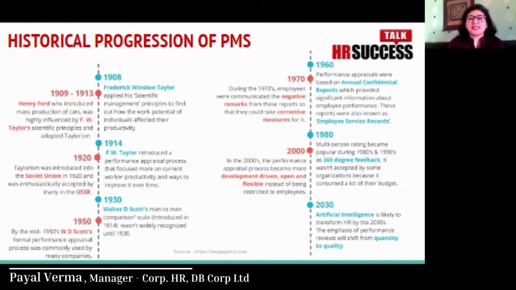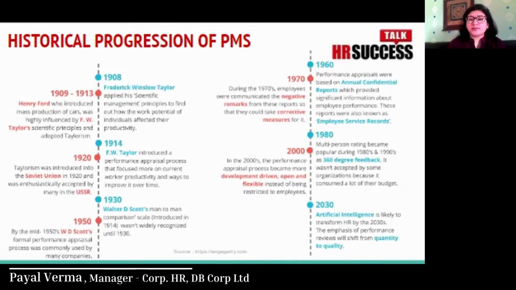In 1960, systems of doing performance appraisal based on the employee's record for that year evolved, which means they started maintaining the data of employees' performance like we do in today's time. In 1970, employees were communicated negative remarks to improve their performance further. In 1980, the 360-degree performance feedback system was introduced, but it was not accepted by many organizations as it consumed a lot of their budget. In 2000, the performance appraisal process became more development driven.